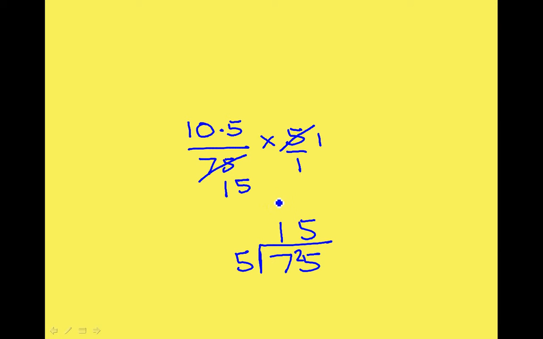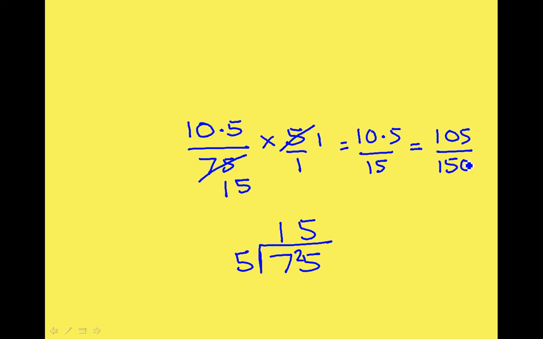Now we probably want to deal with this decimal point here, and the way to do that would be to multiply top and bottom by 10. So we now have 10.5 upon 15. If we multiply top and bottom by 10, that gives us 105 over 150.